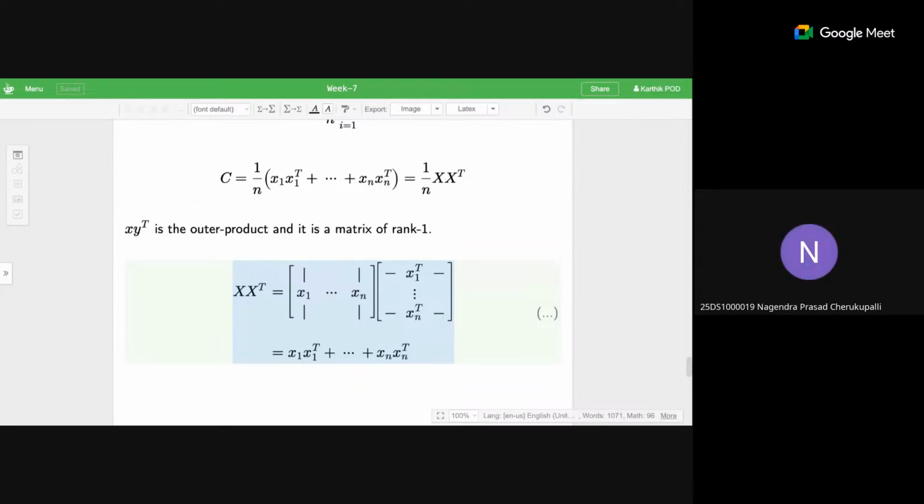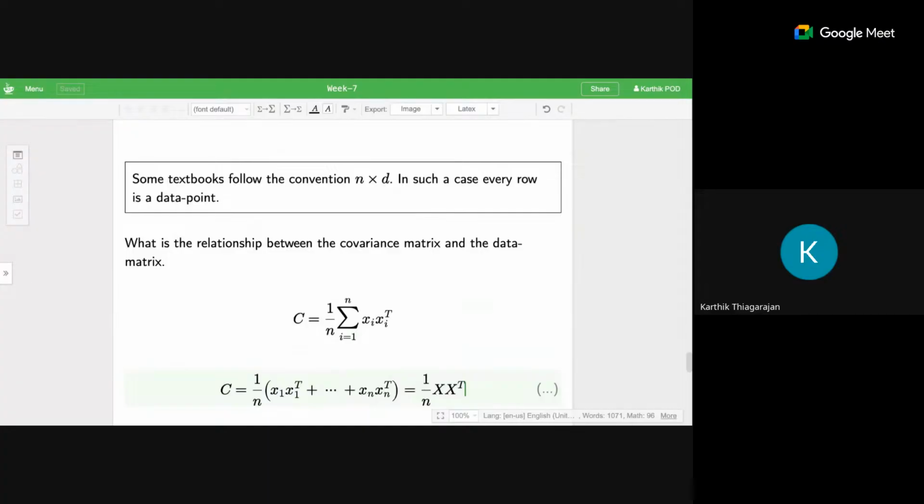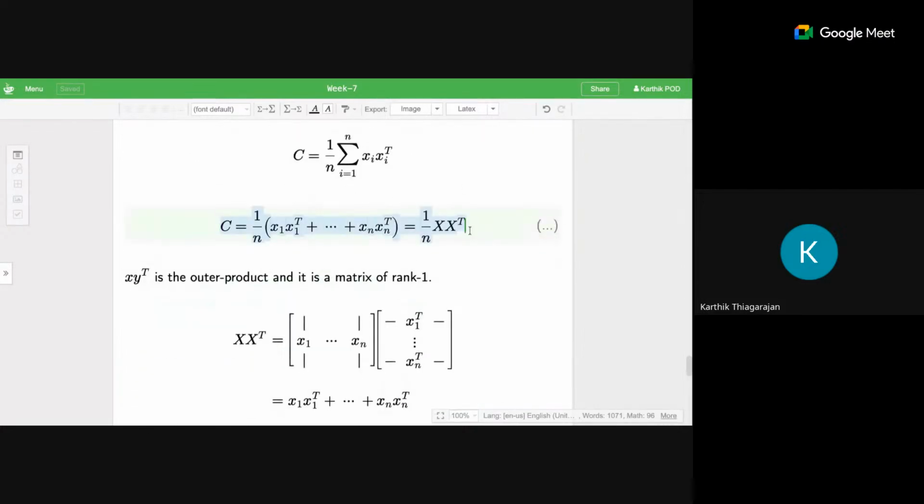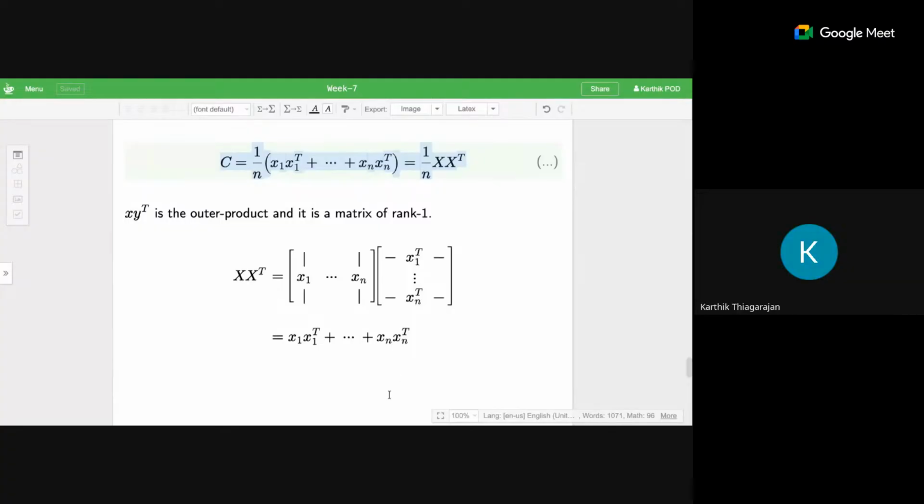My question is, by doing x transpose, what are we trying to do? Is it something related to the graph that you have shown? No, we are not trying to do anything. We are connecting the covariance matrix with the data matrix. The covariance matrix contains information about the data, so it has to be related to the data set in some way. This is the relationship I'm claiming: the covariance matrix is 1 by n xx transpose.